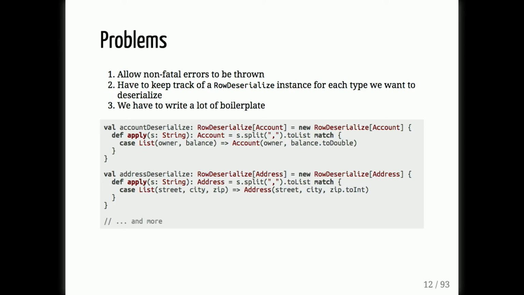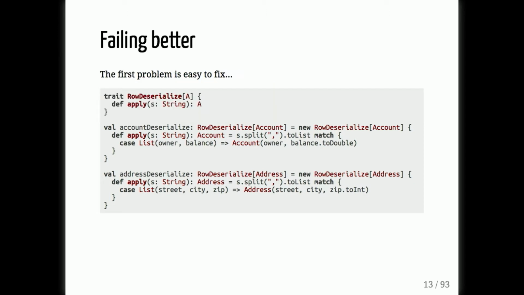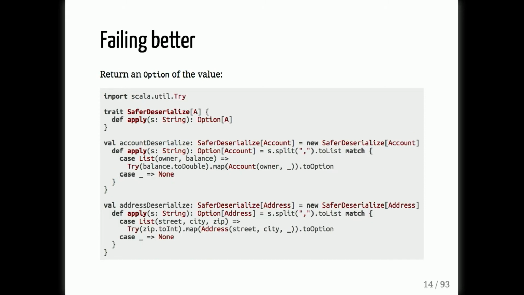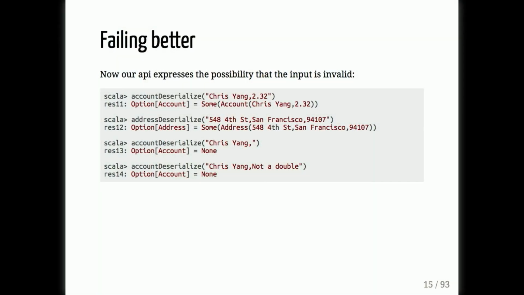So let's do something a little bit better. Let's take the first problem and apply Option to it. So now we simply represent failure as an Option type. It either succeeds if it can or returns None if it doesn't work. And it allows us to return that a failure is a value of None. And now it's impossible to make our deserializer crash with a recoverable exception. So if the input's invalid, we return a None. But unfortunately, we still need to keep track of every single deserializer.